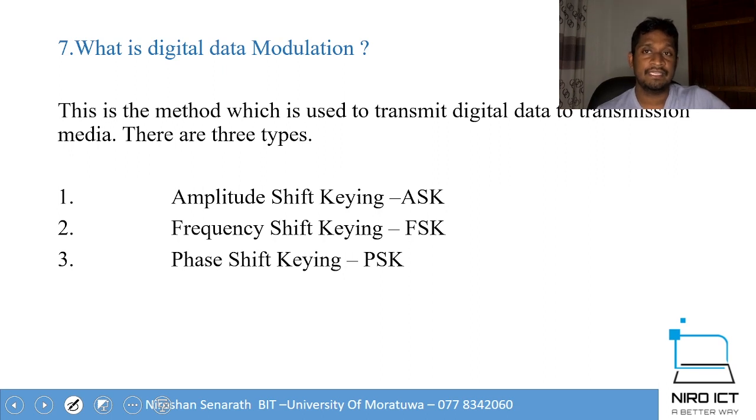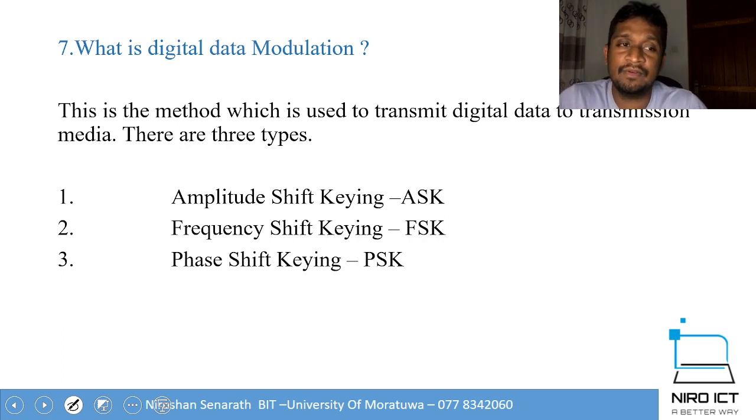When we are transmitting digital signal to the transmission media, then we have to learn something. What are the technologies in use? There are three type of things we have to do. This is the method which is used to transmit digital data to transmission media. There are three types: the baseband signal, the amplitude shift keying, ASK is the short form, the second one is frequency shift keying, or FSK, and the last one, the phase shift keying, or PSK. Let's see one by one what are they.